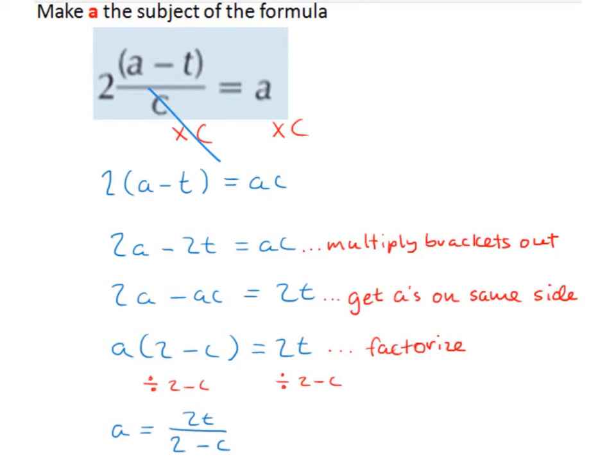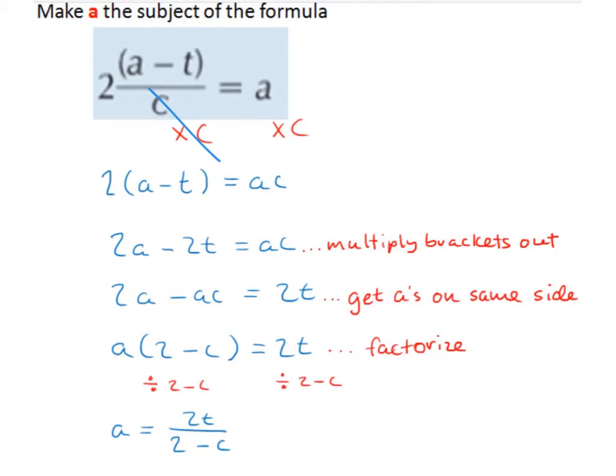So there's my first a, there's my second a. I'm going to factorize, take out the a as the highest common factor. A into 2a goes twice. A into minus ac goes minus c times. And this is still equal to 2t. So I factorized in that step.